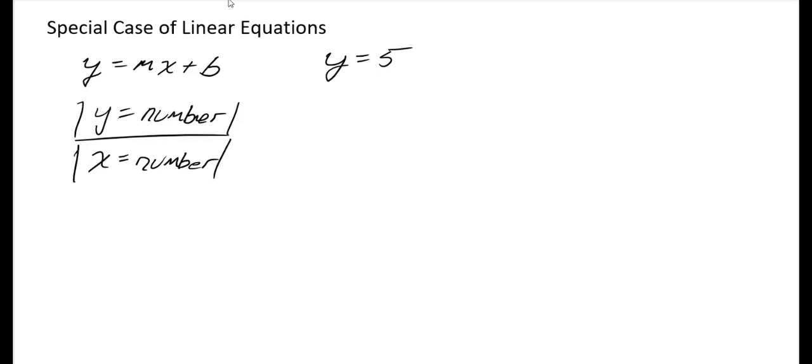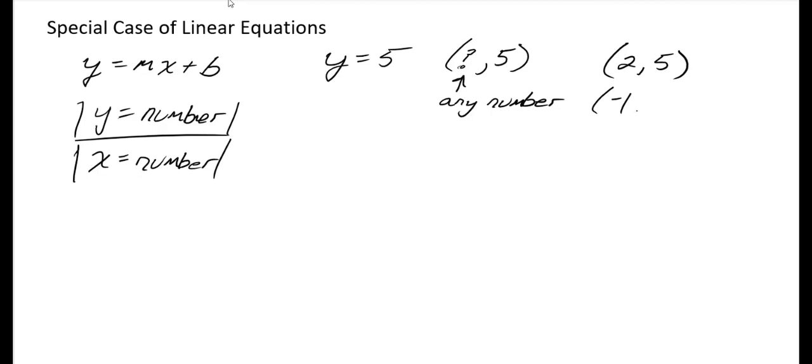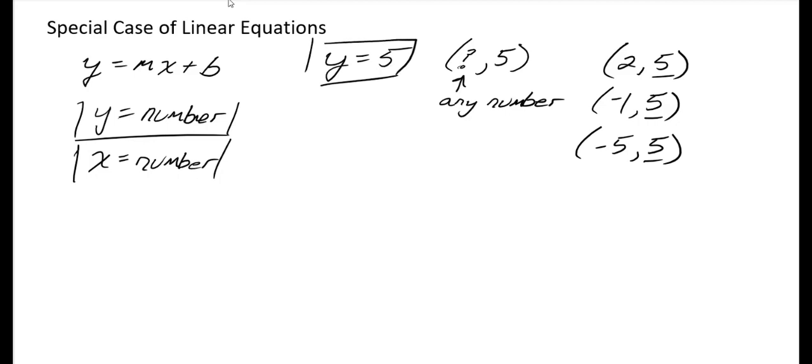What this really means is that every coordinate on this graph is going to have a 5 as a y value. And then what would the x's be in this case? Well, these will just be any number. It could be, let's say, 2 comma 5. It could be -1 comma 5. It could be -5 comma 5. As long as the y coordinate is always 5, that's what would satisfy this equation. Because that's what this means. It just means that y is always 5, no matter what x is.